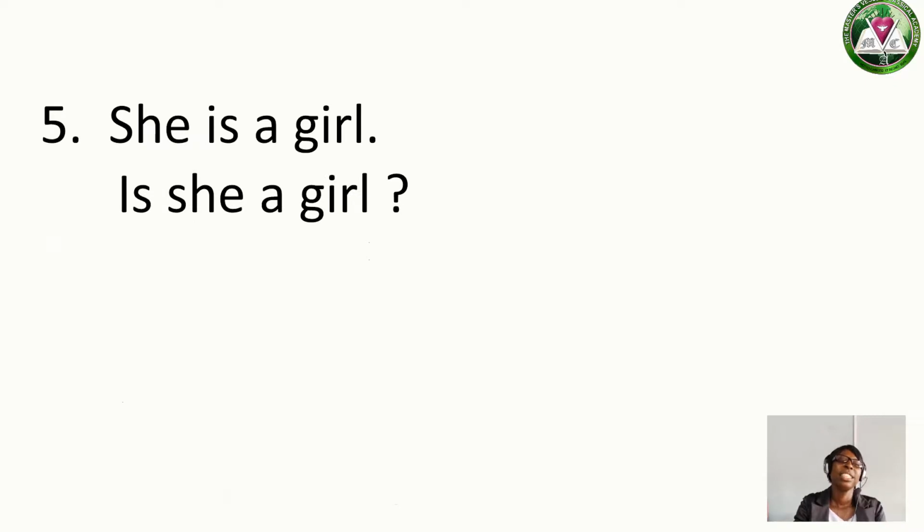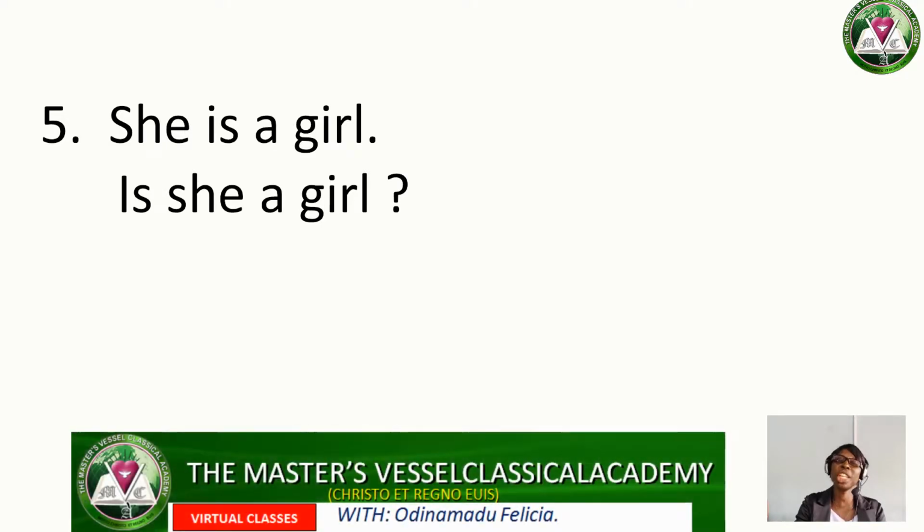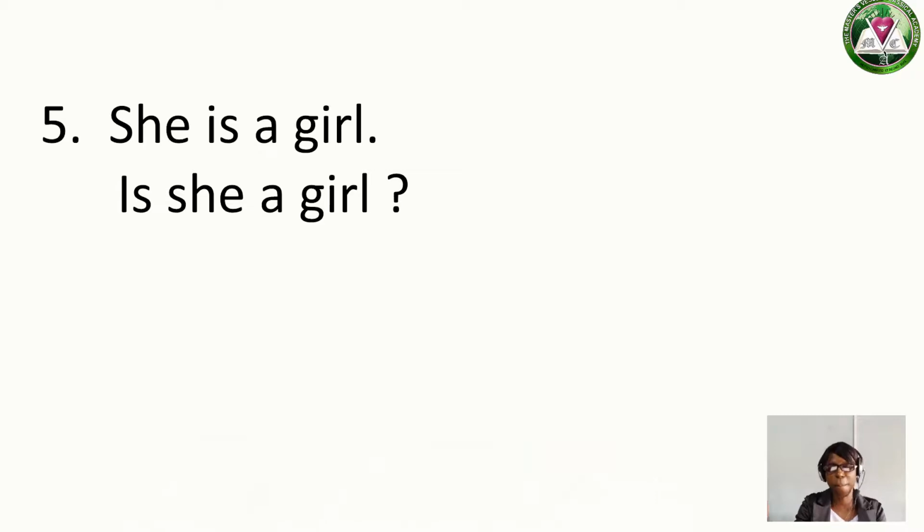5, she is a girl. That's a statement, and there is a full stop there. The next one, is she a girl? That's a question. And as you can see, we ended it with a question mark.